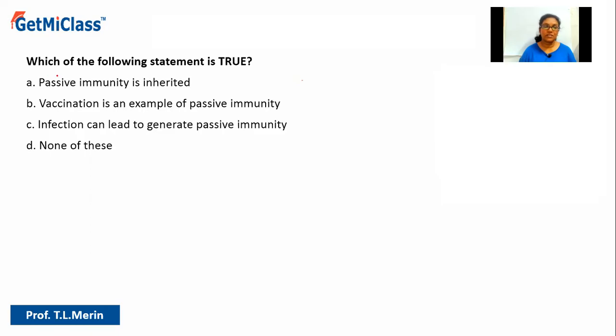So let's solve this question here. It says, which of the following statements is true? Option A, passive immunity is inherited. Option B, vaccination is an example of passive immunity. Option C, infection can lead to generate passive immunity. Option D, none of these.